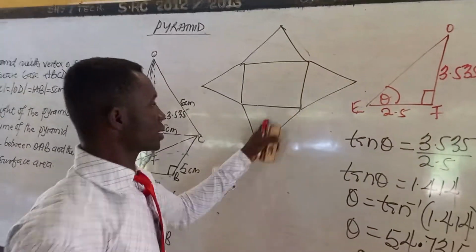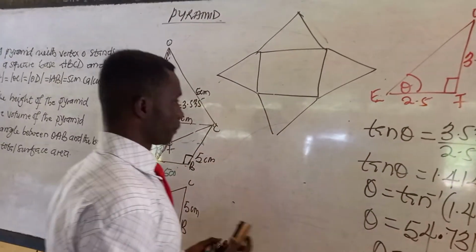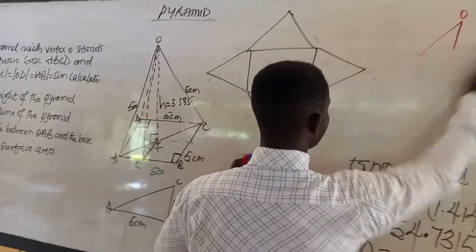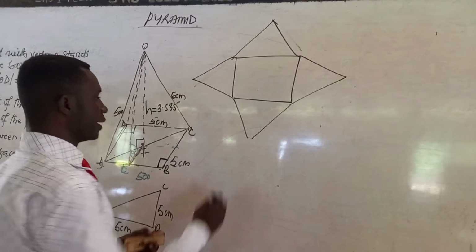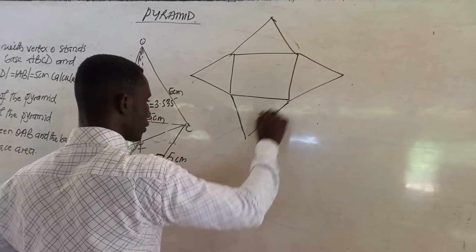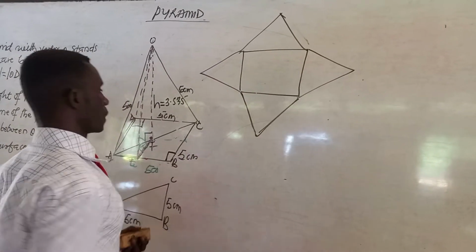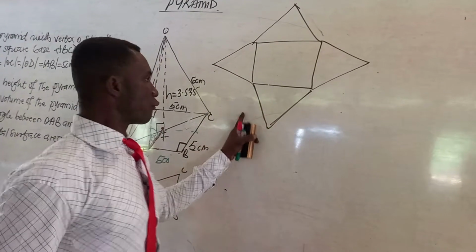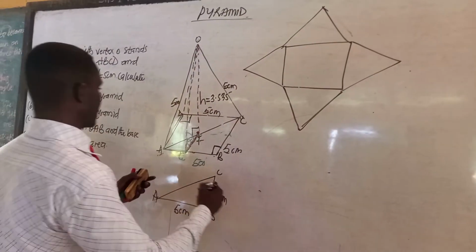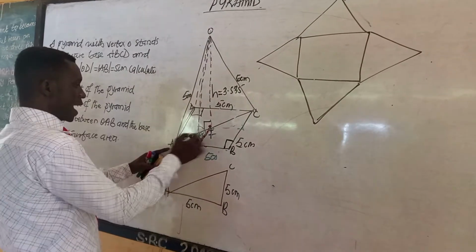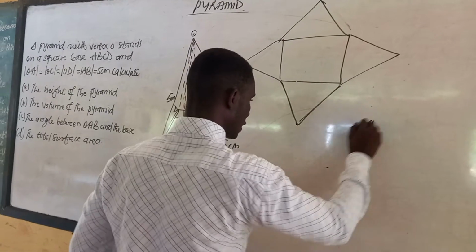These four triangles are congruent, meaning they are the same and can lie exactly on each other. So the total surface area is the sum of the areas of these four triangles and the area of the square. If you get one triangle, you multiply by 4 because the triangles have the same area. So let's pick triangle OAF.